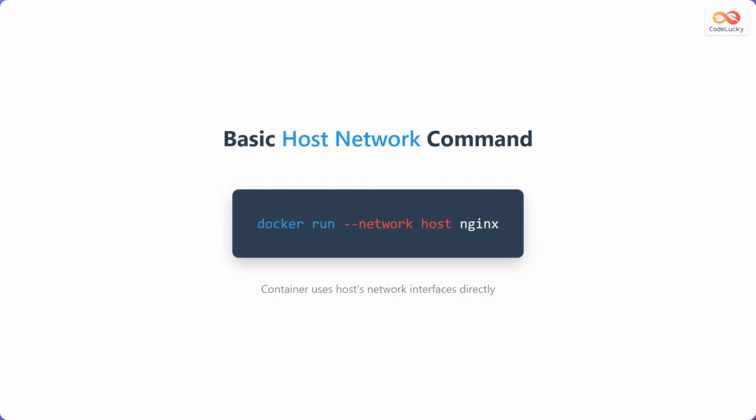Basic Docker host network command. To run a container in host network mode, use the command docker run with the flag --network host, followed by the image name such as Nginx. This command ensures that the container uses the host's network interfaces directly.